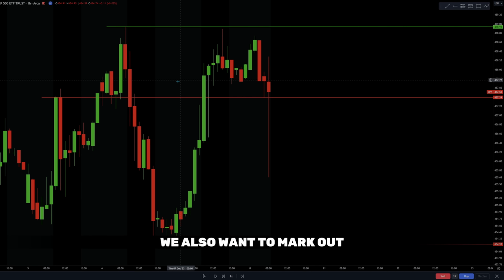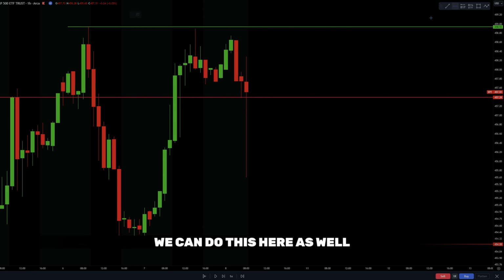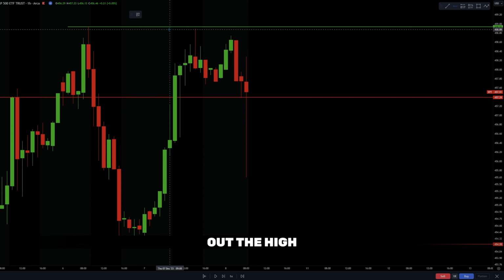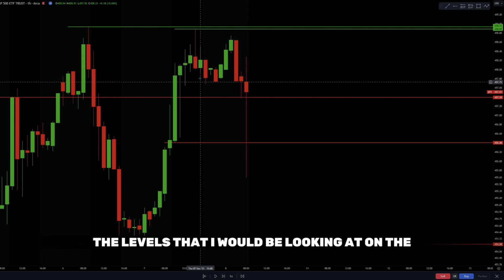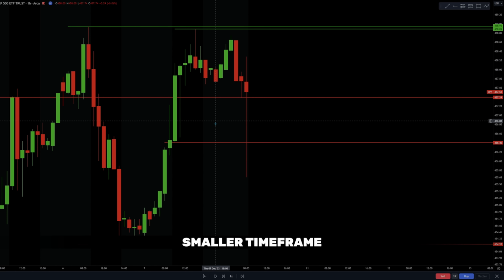Now, we also want to mark out the previous day high and low. We can do this here as well. We can mark out the high and we can mark out the low right there. So these are all the levels that I would be looking at on the 1 hour chart. Now let's go over to a smaller time frame.